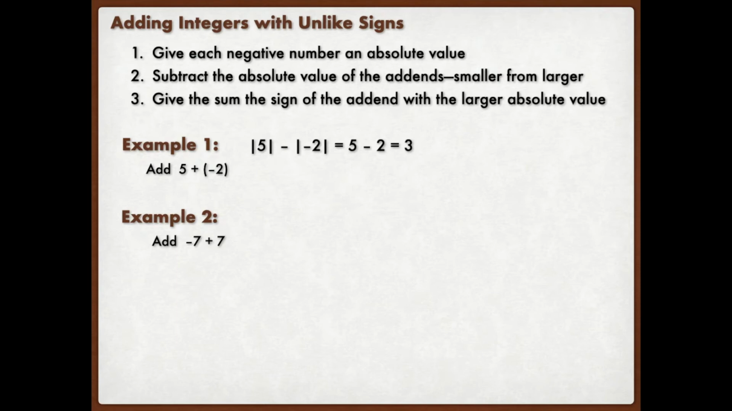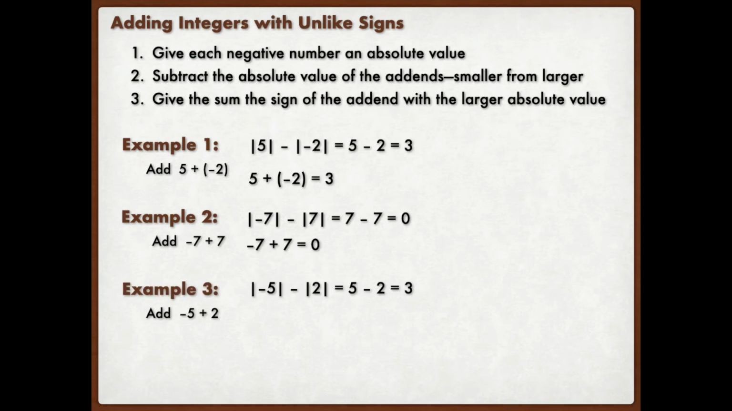Okay, let's do example number 2. Let's add negative 7 and 7. We're going to put both of those in absolute values. Okay, negative 7 becomes 7. 7 minus 7 is 0. 0 does not get a positive or negative sign, so there's no change there. So that's real easy.